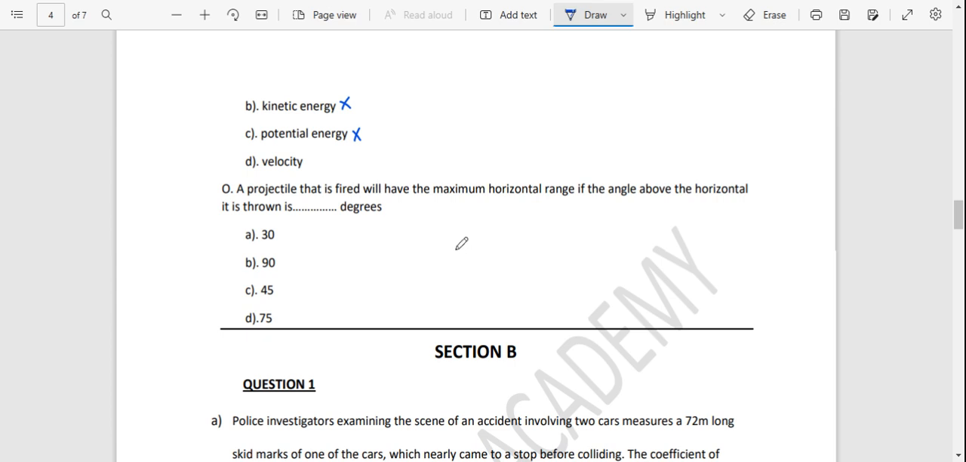A projectile that is fired will have the maximum horizontal range if the angle above the horizontal at which it is thrown is... So maximum horizontal range happens when the angle of the throw is 45 degrees.